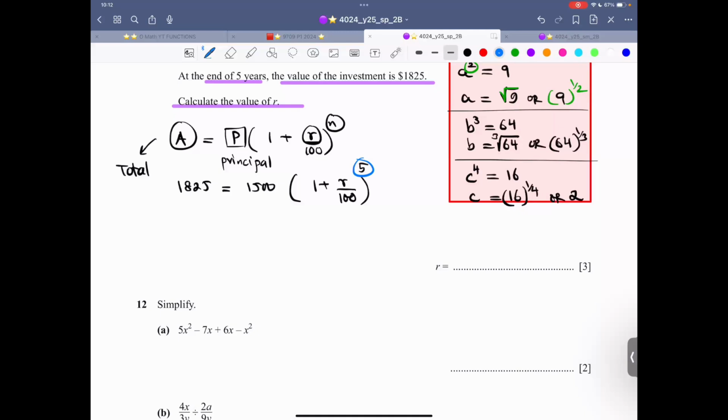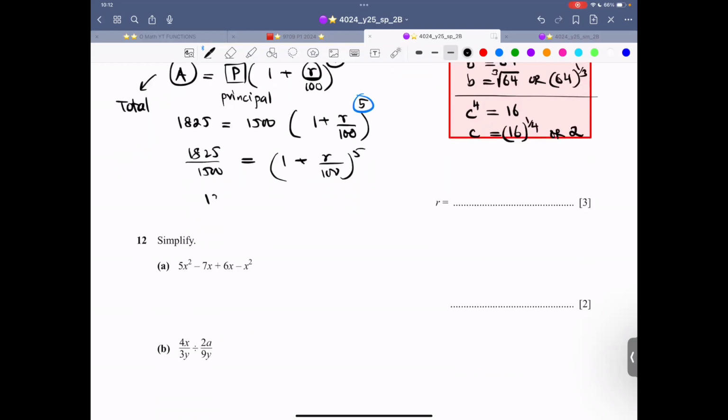So now, first of all, let me write down 1825 over 1500 is 1 plus R over 100 raised to power of 5. Do not use a calculator at the moment. 1825 over 1500 raised to power of 1/5 is 1 plus R over 100. Now grab your calculator and evaluate this.